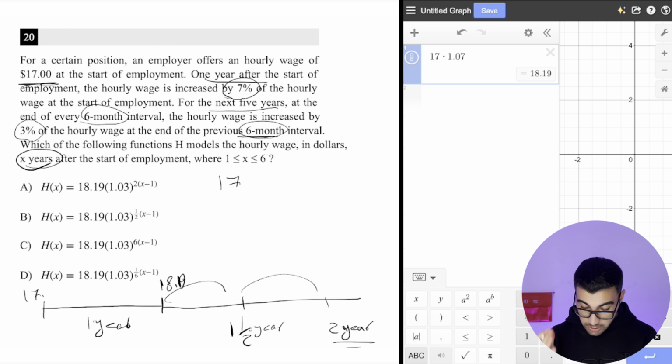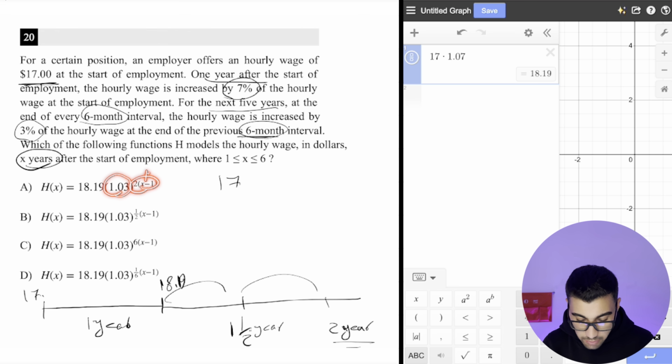Now, we see that the only difference in the choices is this part. The initial value is 18.19. The rate is 3% increase. So which one should be here? You want to plug this value as years into x, and it should give you 3% increase. So look at choice A. You're going to plug 3/2 or 1.5 into x. So when you put 1.5 into x, you get 1.5 minus 1, which is half, and 2 times half is 1. That's it. You got the 1 for the exponent, and this is your rate. So you get an increase of 3% here. So it's going to be choice A.